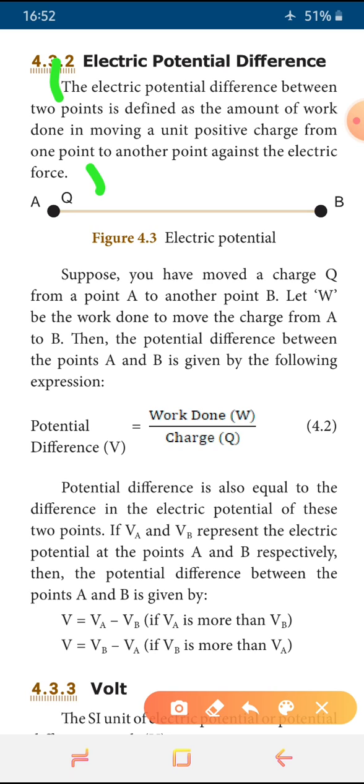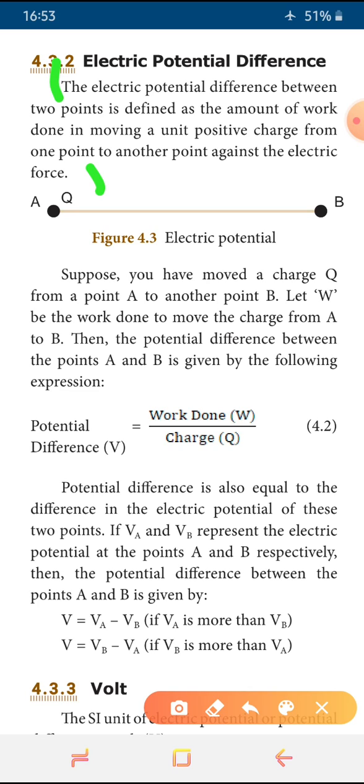A and B. At A we have the charge Q. At A, what is there? A Q value, we have placed a charge. And B is placed at some distance from A. And the potential difference between A and B we are now going to study using a formula. So the formula for potential difference is the ratio between the work done and the unit positive charge for moving from one point to another point. The ratio between work done to the charge. This is the formula for what? Potential difference. Are you clear, children?